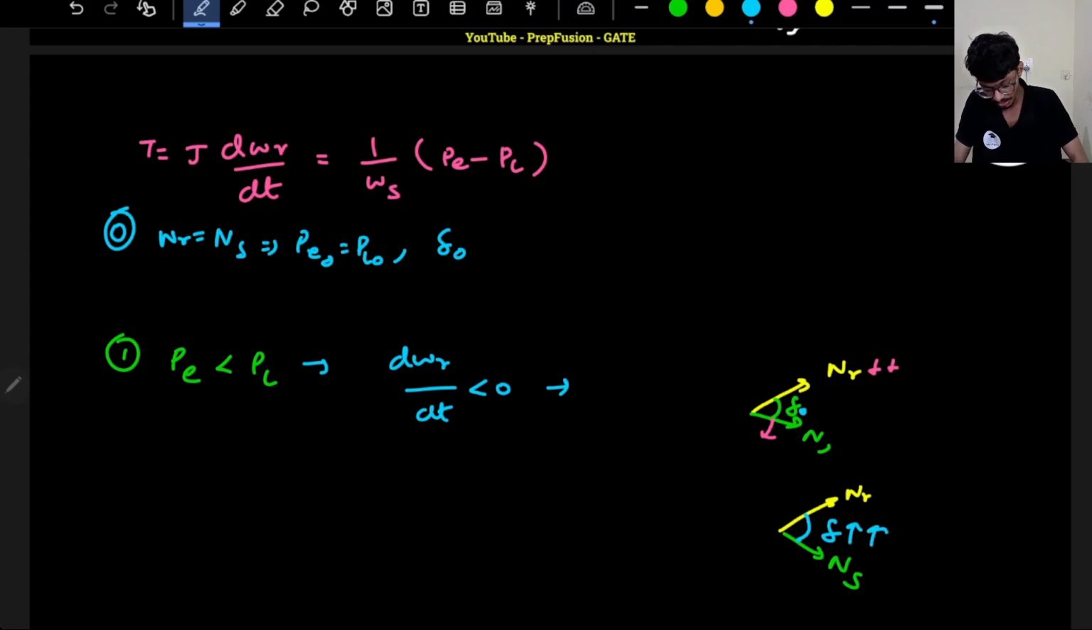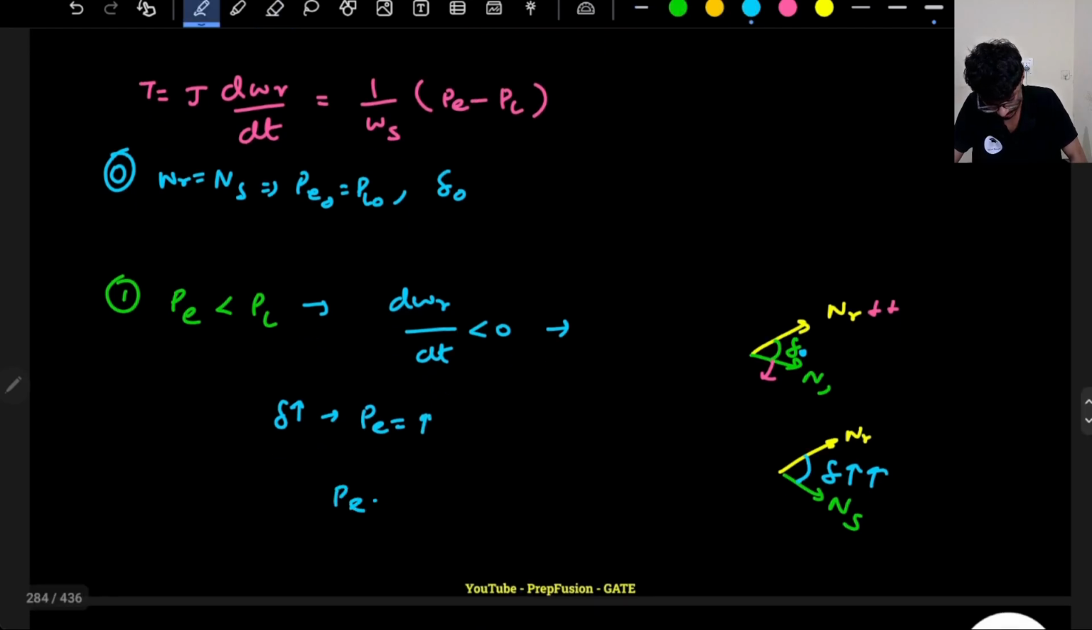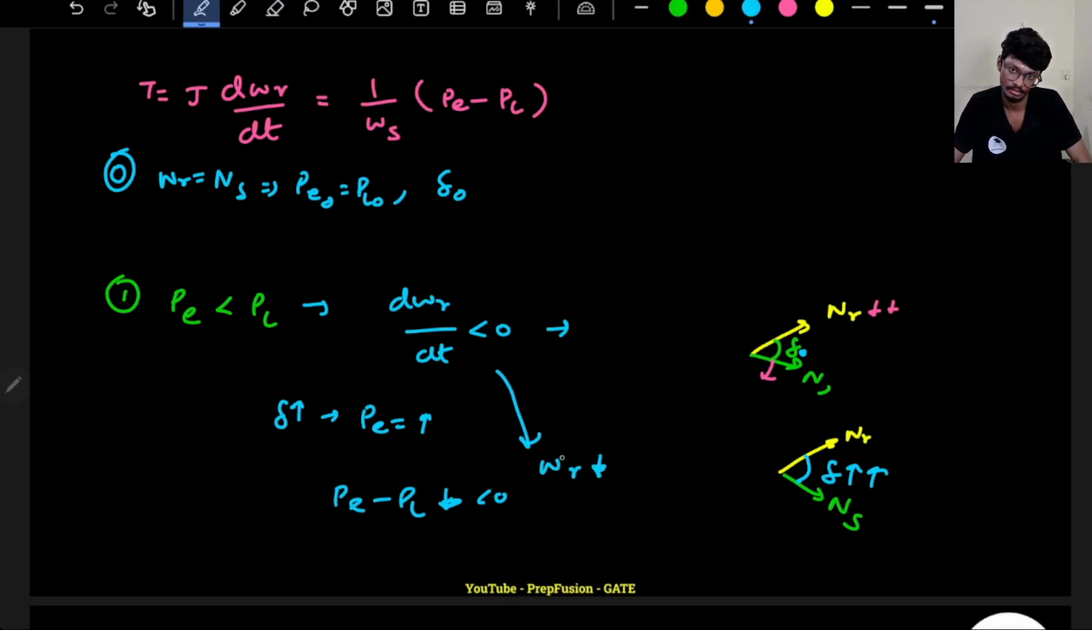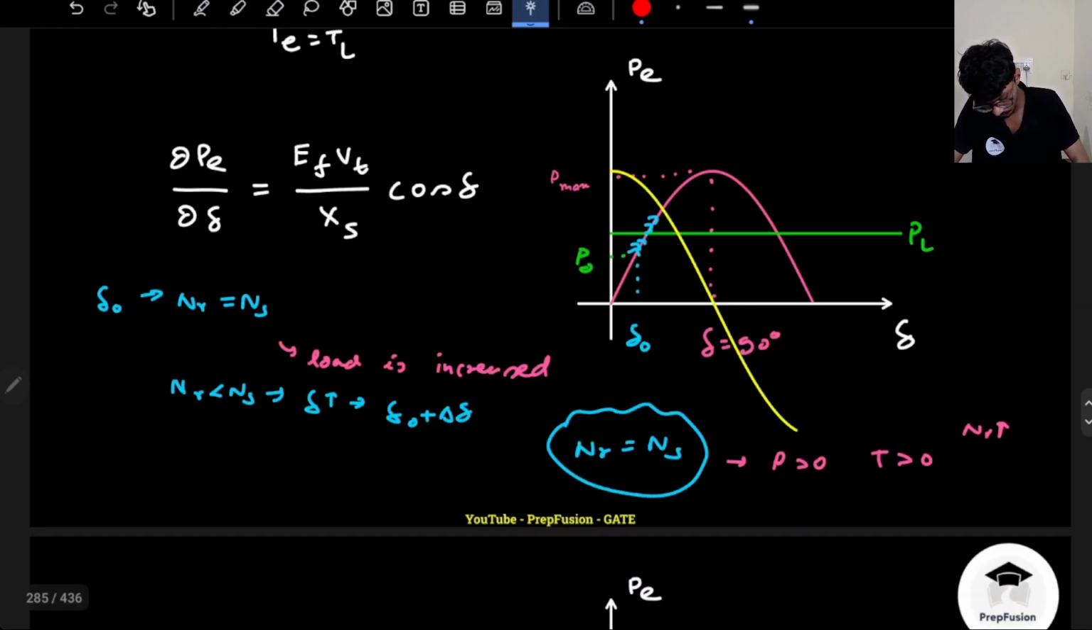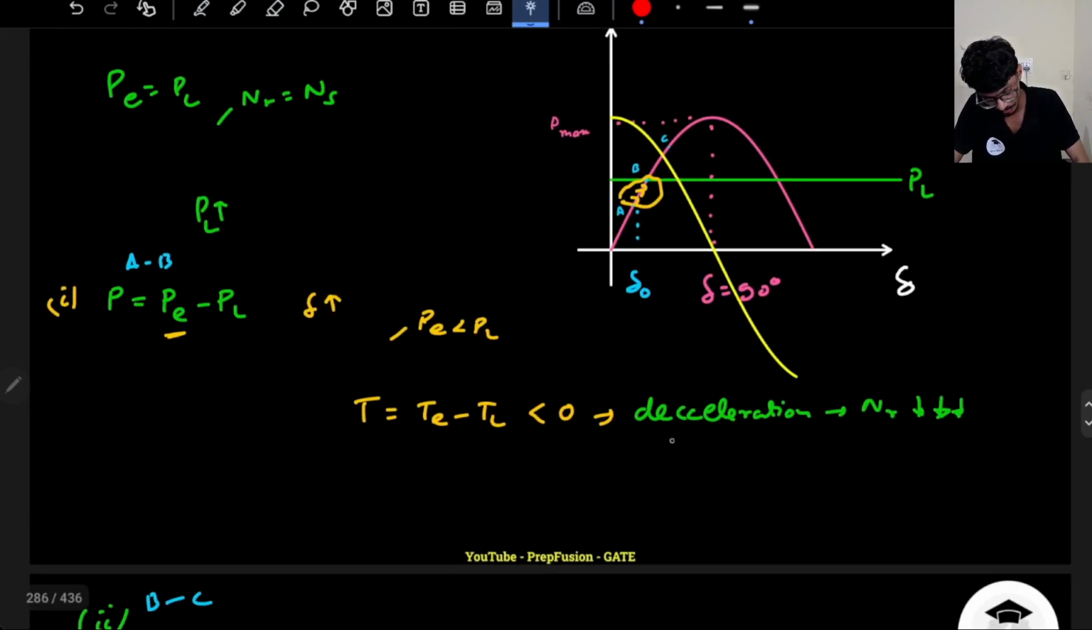Okay, delta will increase. So if delta increases, what happens? Your active power developed will increase. So this difference, P minus PL, will slowly reduce, but still it is negative. If it is negative, still d omega r by dt will be negative. If the slope of speed is negative, that means your speed omega r is reducing. So omega r will reduce only till the B point, as I have explained over here as well. Till the B point, there will be deceleration, NR will reduce.